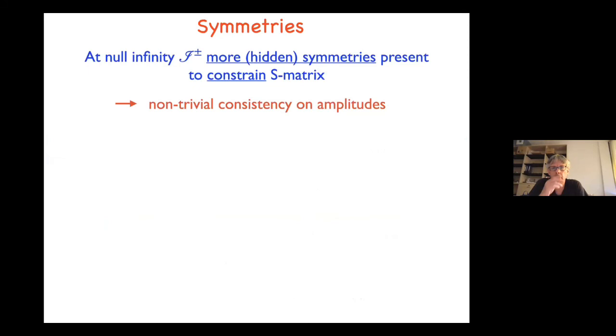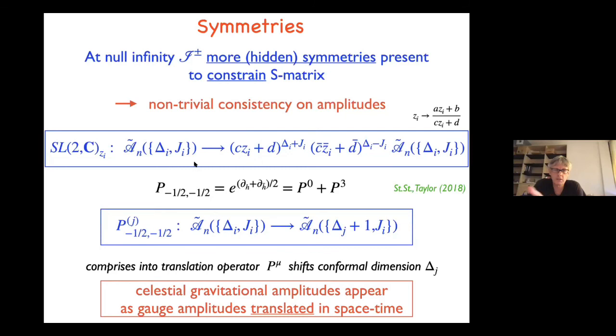Let's summarize. We talked about symmetries on the celestial sphere, and I think I have convinced you that at null infinity, where we are looking, there are more hidden symmetries present, which should allow us to constrain the S matrix, and so this should give non-trivial consistency conditions on the amplitudes. There was this symmetry we discussed yesterday. This is just a conformal symmetry on the celestial sphere, which is related to the Lorentz symmetry in four dimensions.